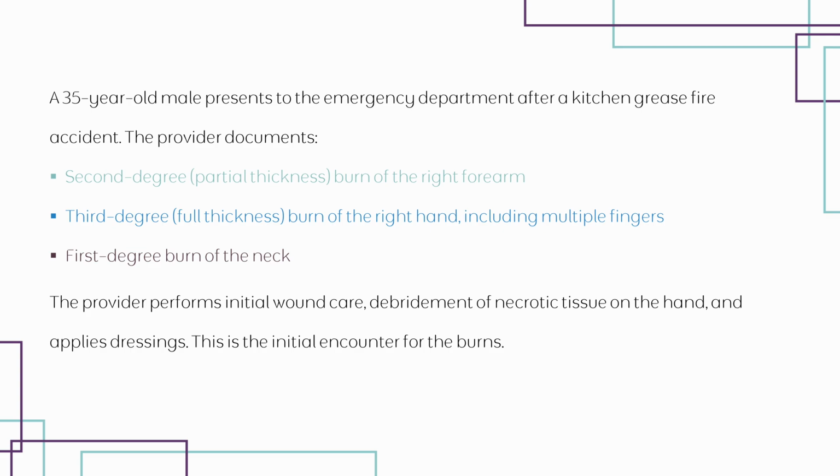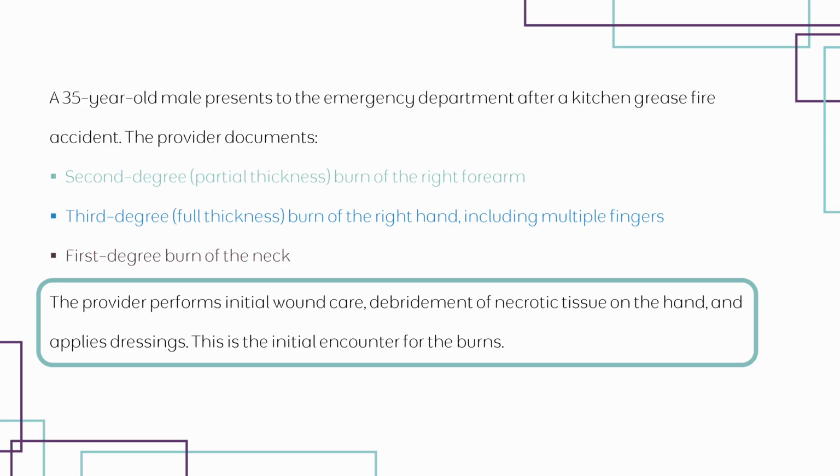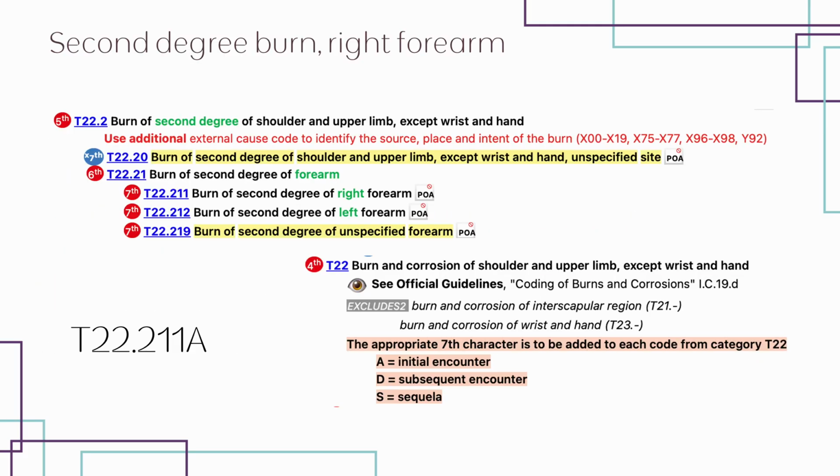Now, let's go back to the scenario for just a moment. For the second-degree burn on the right forearm, the provider is actively treating the patient since they are performing the initial wound care and then applying the dressings. Therefore, this would be the initial encounter. So this will give us code T22.211A for the burn of the second degree of the right forearm, initial encounter.